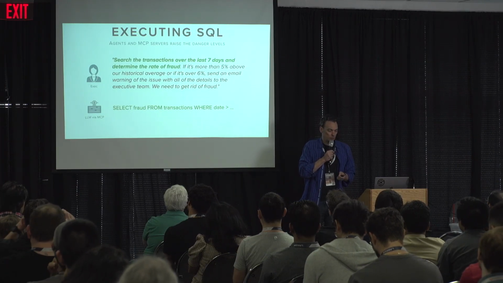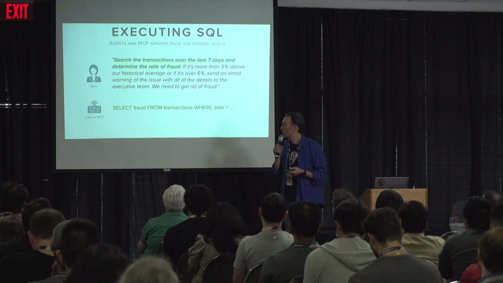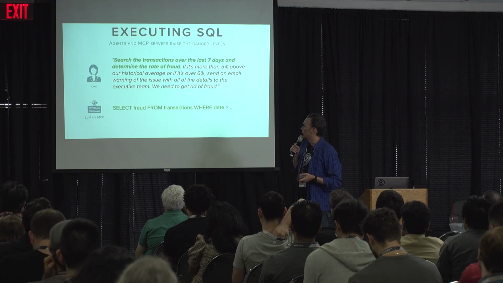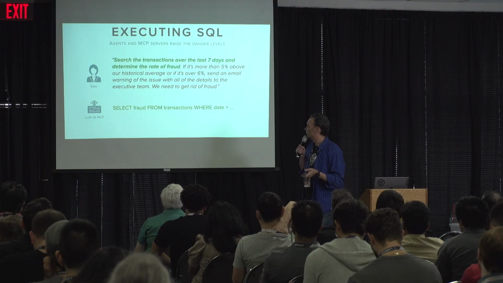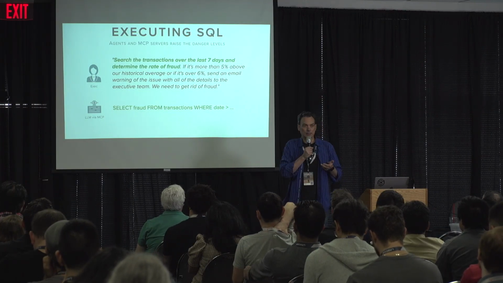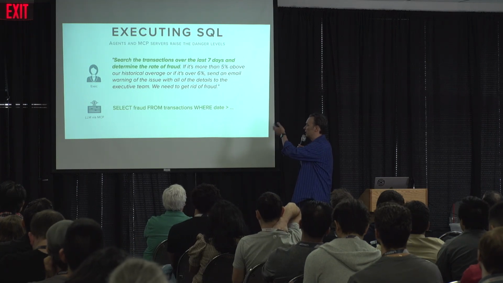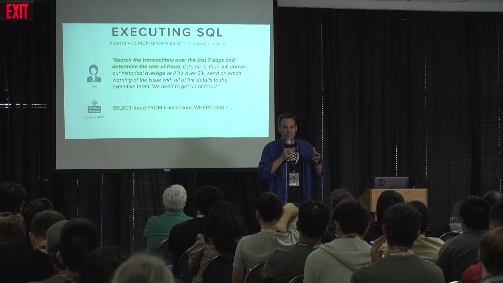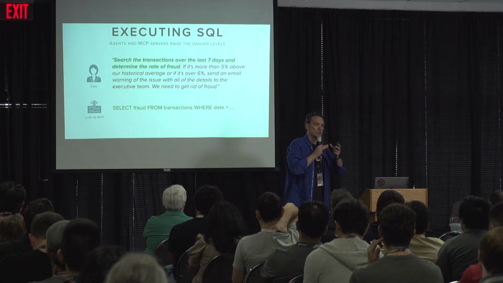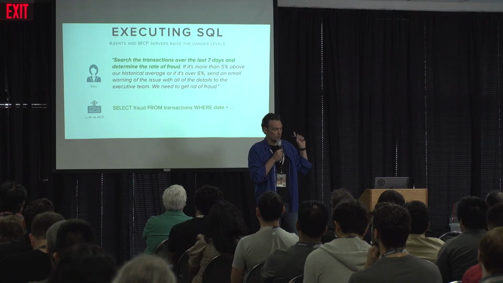Before I get into a demo of this, let me give you a hypothetical example. Suppose you have an executive and he or she says, search the transactions of the last 7 days and determine the rate of fraud, blah, blah, blah. And then ideally the LLM comes up with a SQL query that says something like select fraud from transactions where date greater than whatever, okay? The nice thing is that then it gets back the results and then it looks at the results and summarizes it and answers the question for the lady. When this stuff works, it's like magic.